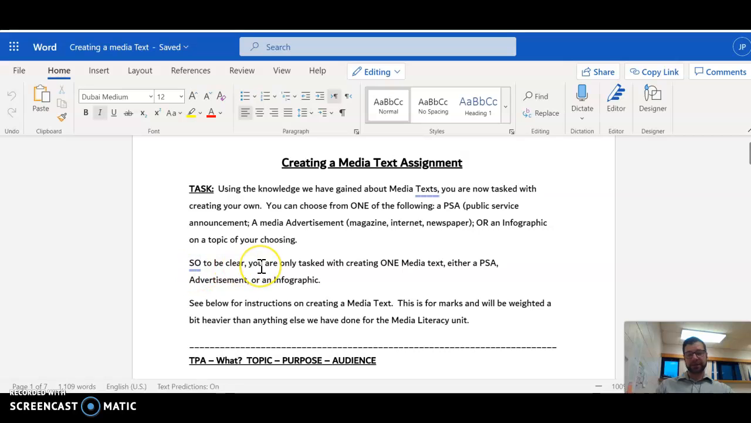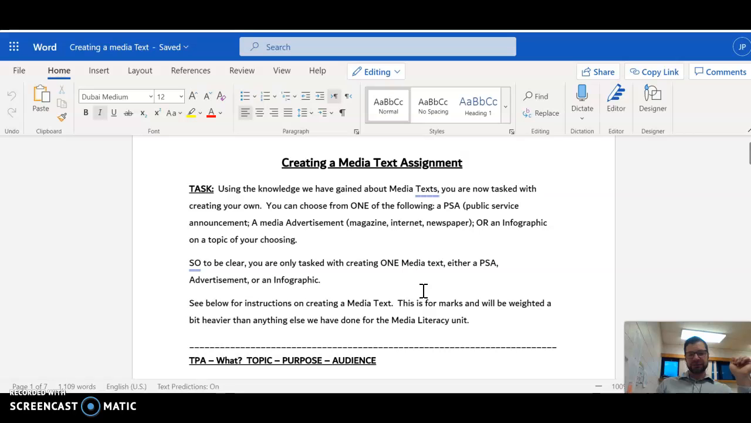So to be clear, you are only tasked with creating one media text. You don't have to make one of each. Pick whichever one you want. If you want to do a public service announcement, then do that. You don't have to do a media advertisement or an infographic as well. You just pick one of them. See below for instructions on creating media text.